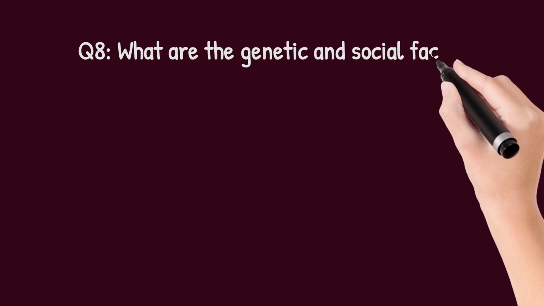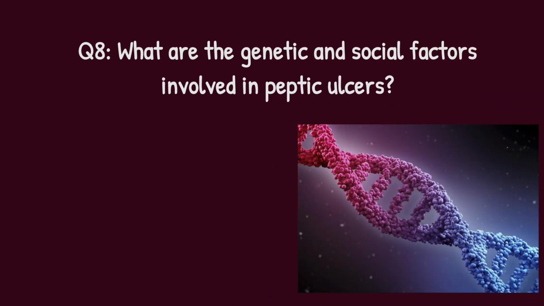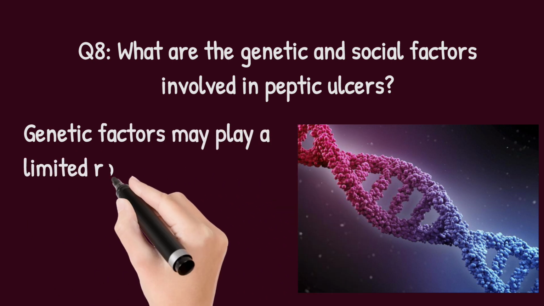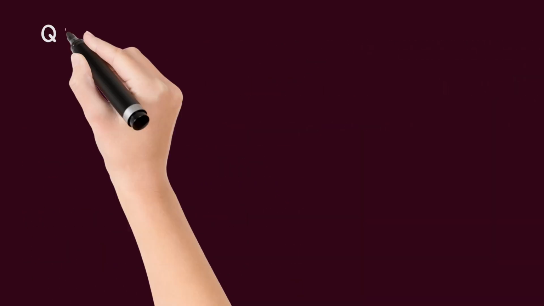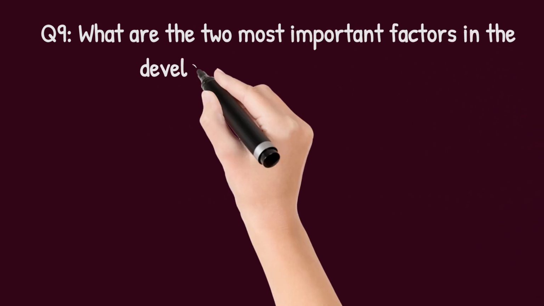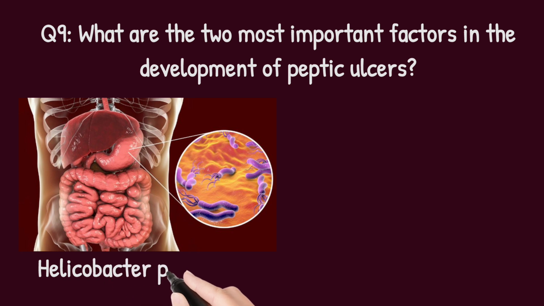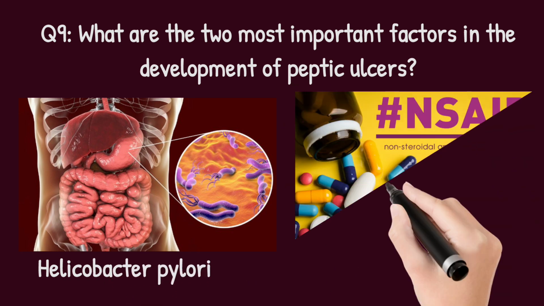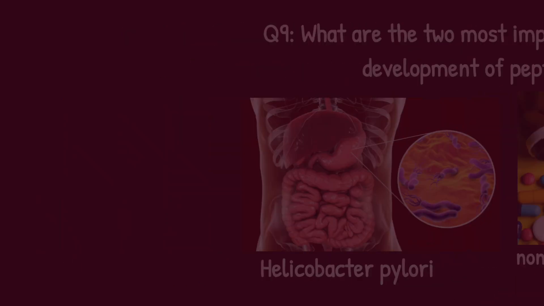What are the genetic and social factors involved in peptic ulcers? Genetic factors may play a limited role. Social stress has been falsely implicated as a cause. What are the two most important factors in the development of peptic ulcers? Helicobacter pylori infection and the use of nonsteroidal anti-inflammatory drugs, also known as NSAIDs.